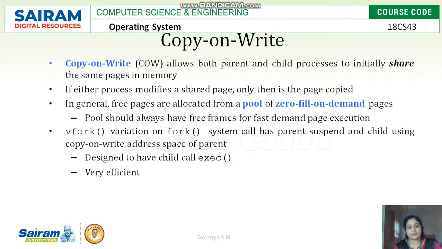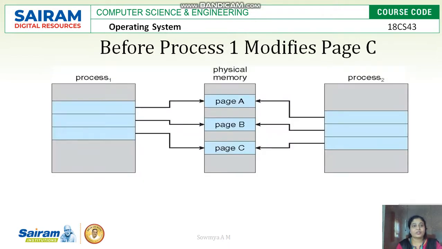In general, free pages are allocated from a pool of zero-fill-on-demand pages. The pool should always have free frames for fast demand page execution. vfork is a variant of the fork system call where the parent is suspended and the child uses the copy on write address space of the parent. It is designed so the child can call the exec function. It is very efficient.